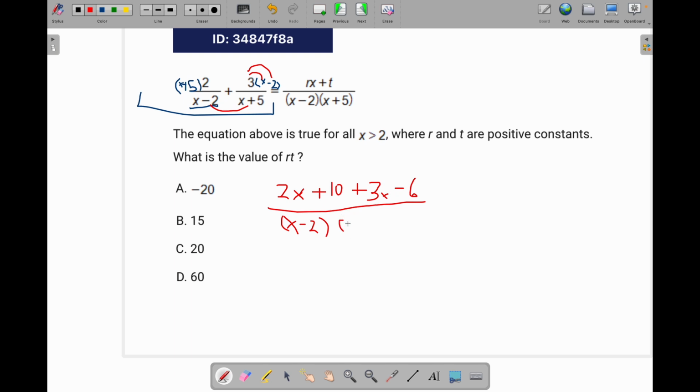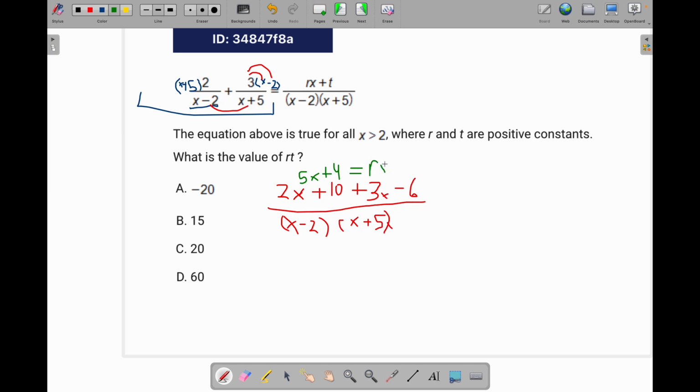Now, we can simplify the numerator. Let's combine the x terms. You have 2x, and you have 3x. So let's just combine it up here, and that's just going to be 5x. And then 10 minus 6 is just going to be plus 4. So our numerator is 5x plus 4. And this is equal to rx plus t.